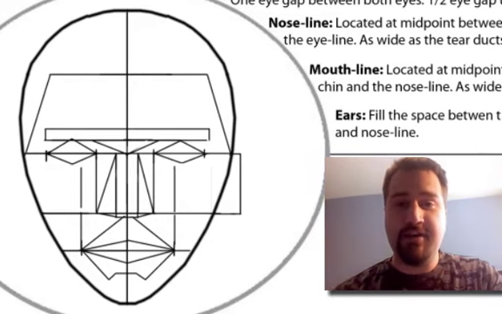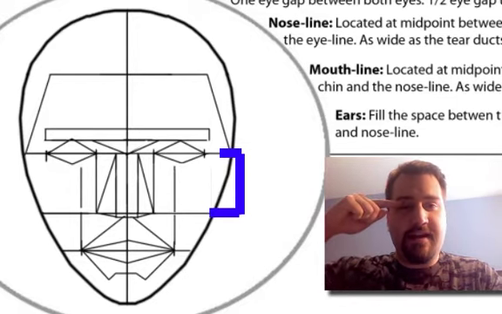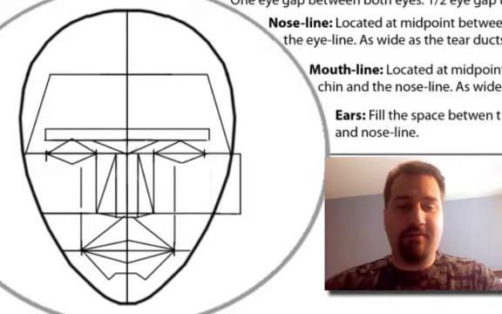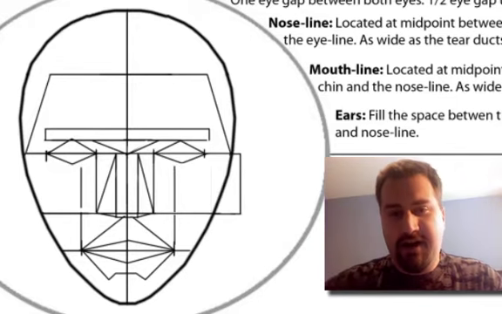And finally, the ears. The ears go from about where the eye is at all the way to the bottom of the nose, generally. That gives you the range on where the ear is at. Now the ears are also slightly slanted, so they don't fill the entire size of that box that I drew down there.